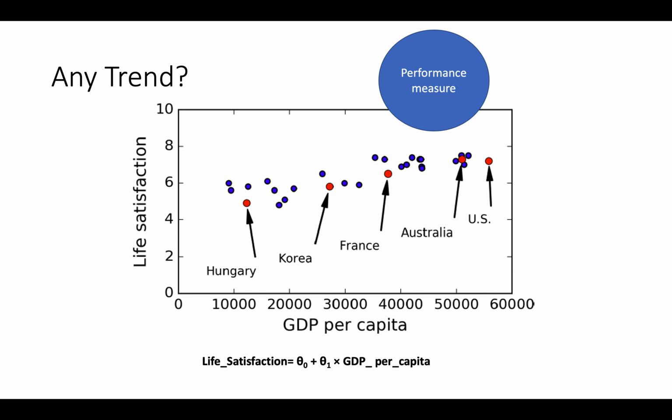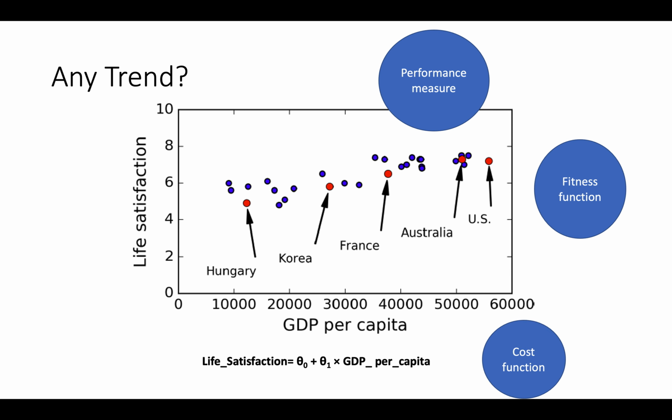And before we can use the model, we need to define the parameters theta 0 and theta 1. And how can we know which value will make the model perform best? For this, we need to specify a performance measure or a fitness function that measures how good the model is, or we could define a cost function that measures how bad the model is. For linear regression problems, people typically use a cost function.